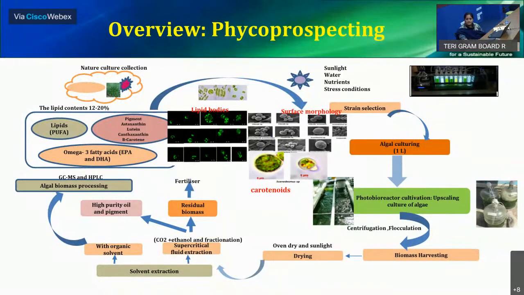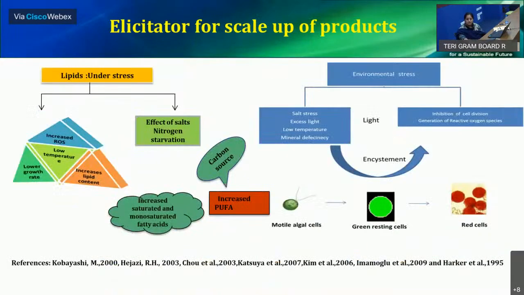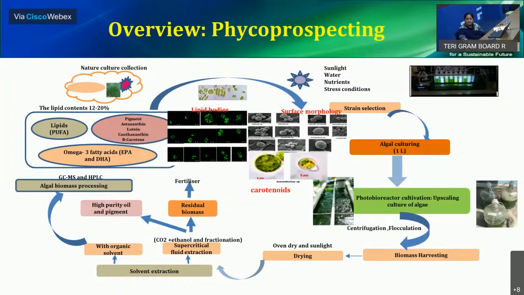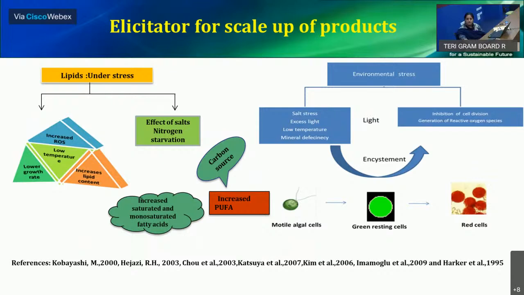Then further moving towards how, now that we have attained the strains which have good potential of lipids and carotenoids, we can enhance these metabolites and the lipids. There are many rate limiting factors which are used for scaling up these metabolites. For example, under lipids, there are many reports which say that when we use low temperature, there are increased reactive oxygen species which are generated, and due to that it lowers the growth rate, but it increases the lipid content.